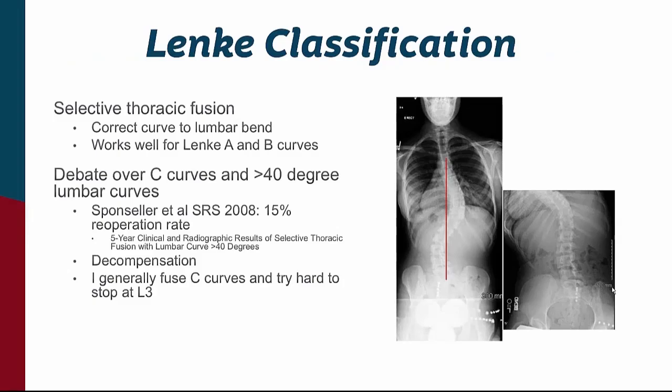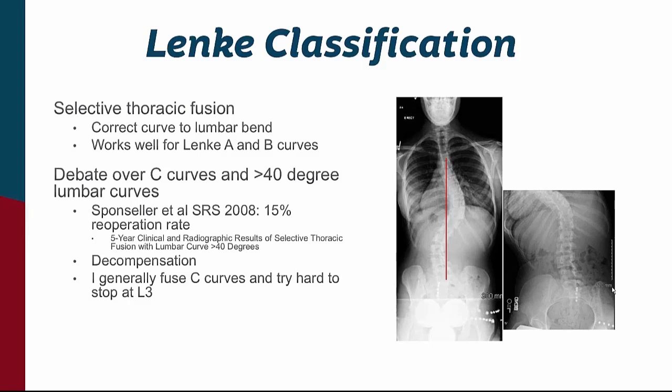Overall, the Lenke classification helps us with standardized communication and discussion of curve types and gives us a guideline about when and which curves to fuse. Overall, there's significant controversy about which segments to fuse. As a general guideline, selective thoracic fusion, where you just fuse the thoracic spine and leave the lumbar curve alone, can be considered and should be considered when there's a lumbar Lenke A or B modifier.